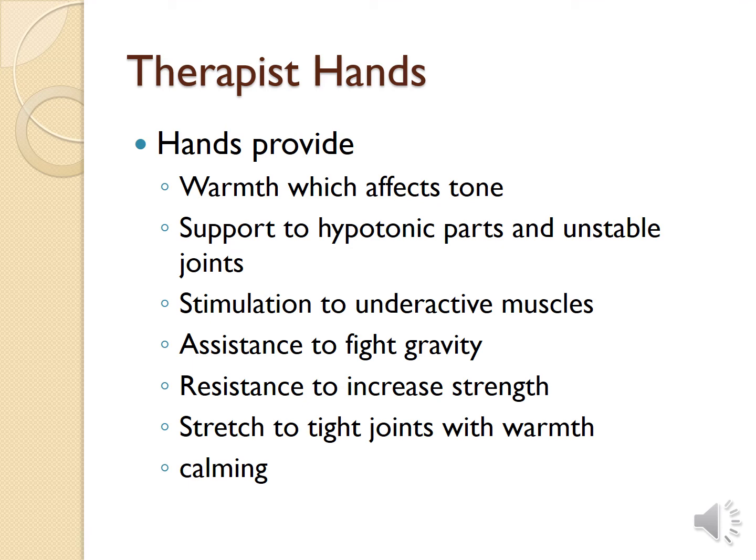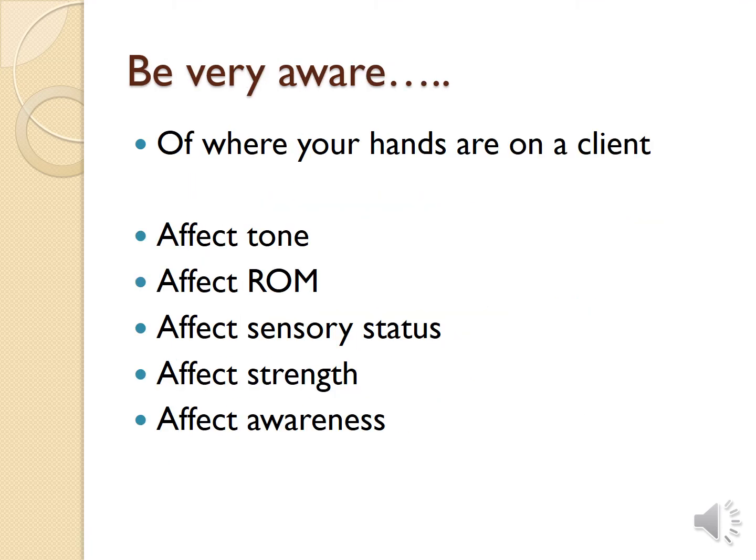So we want to really be careful about where our hands are on a child's body and what they're doing in that location, and be extremely purposeful about our touch. You can affect tone, range of motion, sensory status, strength, and awareness, all these things depending on where you put your hands and what you're doing with your hands when you put them there. Are you tapping? Are you brushing? Are you doing vibration? Are you just pressing? Is your hand just there for warmth? What are you doing and why?